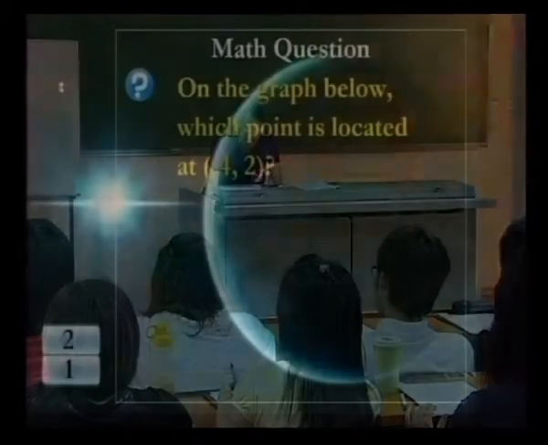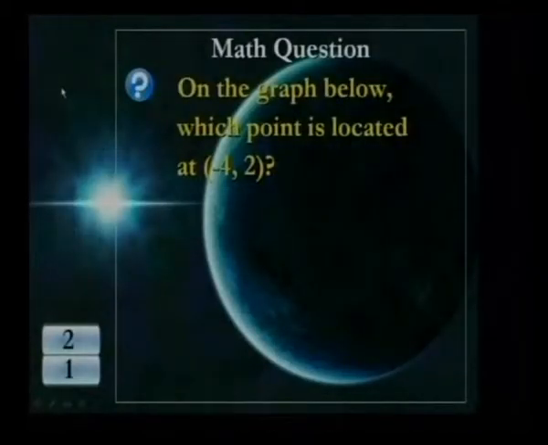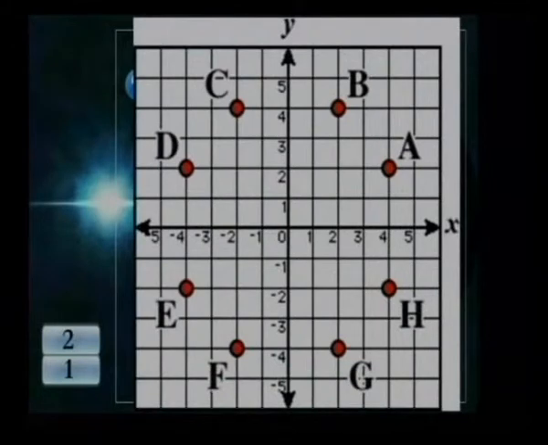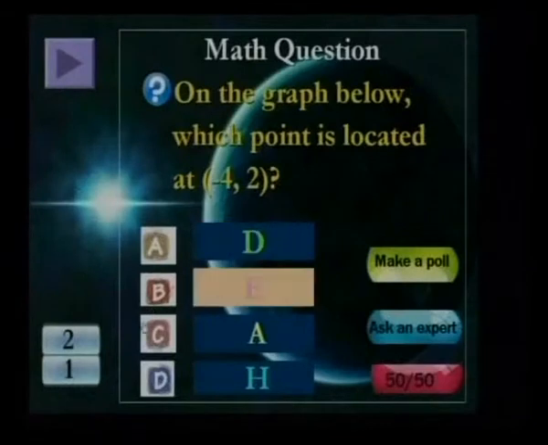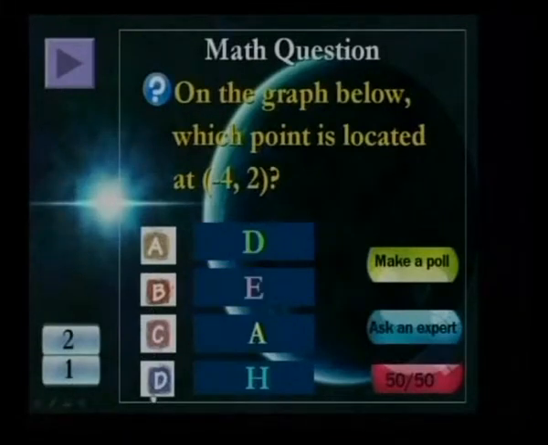Let's move on to the second question. The question is getting more difficult, okay? Pay attention, it's a math question. On the graph below, which point is located at -4, 2? Okay, let's see the choices. A, D, B, E, C, A, D, H, which one will you have? Are you sure? Yes? Let's see. Well done.